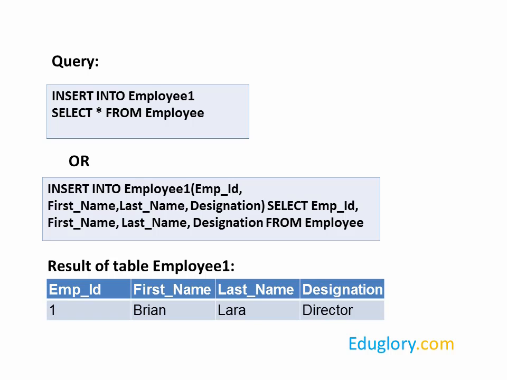To insert the data into table employee 1, you can write the query without specifying column names. In this form of query, entire table gets copied. You can follow the query as insert into employee 1, select star from employee. In the second form of query, you can specify the column names which are to be copied. For the purpose of your understanding, all the column names have been included to generate the result which is similar to that of the above query. Eventually, you will get the result of table employee 1 as shown here.